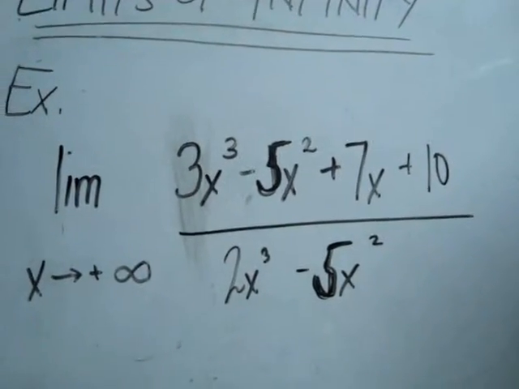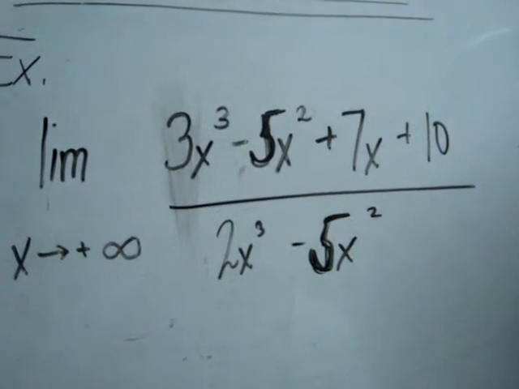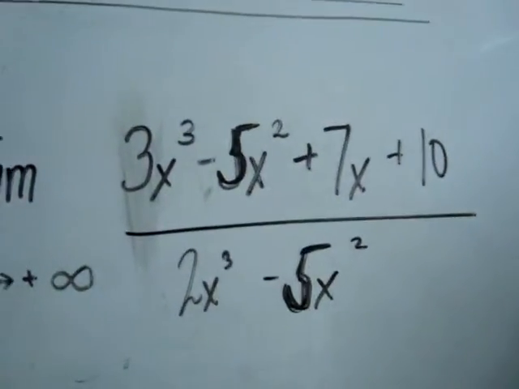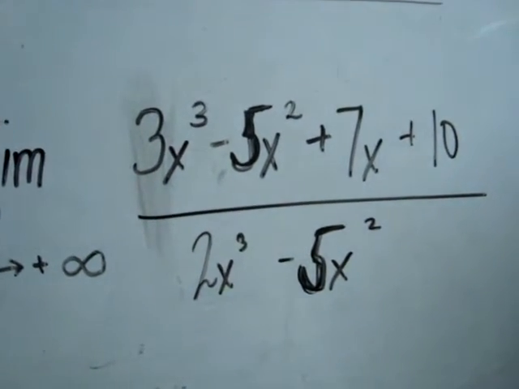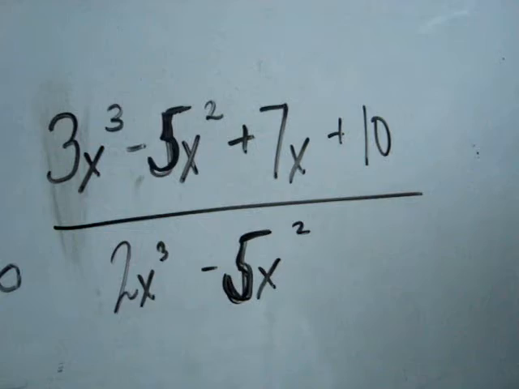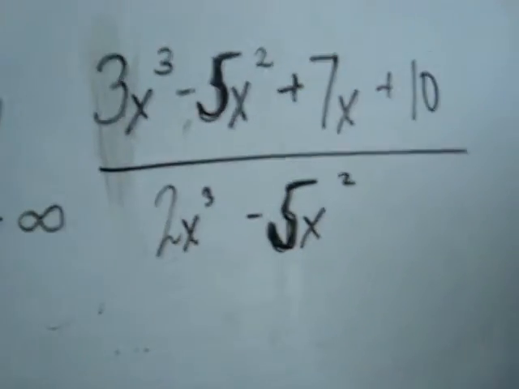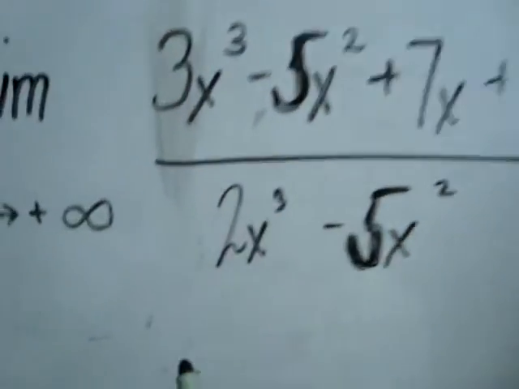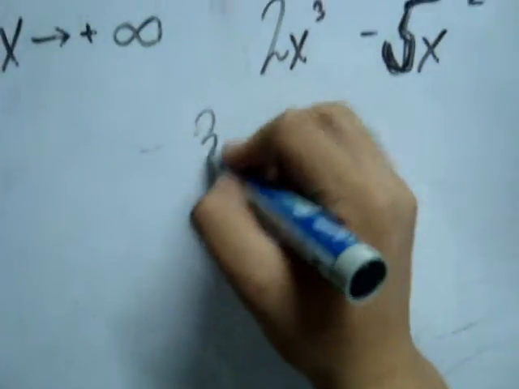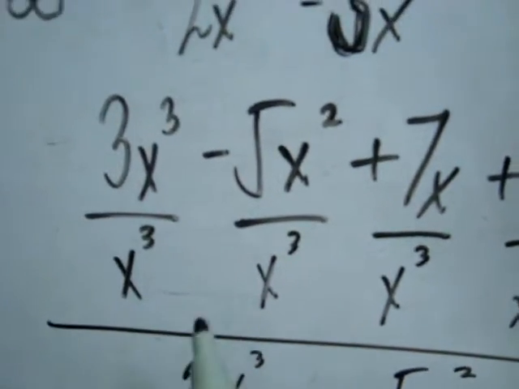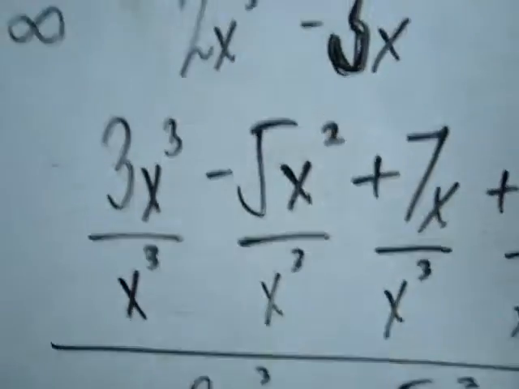So this is my last example for you guys. I hope you learned from earlier. So I'm gonna solve this like what I did earlier. So there, you can see the limit of 3x cubed minus 5x squared plus 7x plus 10 over 2x cubed minus 5x squared. So I'm gonna solve this like we did earlier. So there, we got our denominator from the highest variable with the highest power. Okay, and now we're gonna solve this.